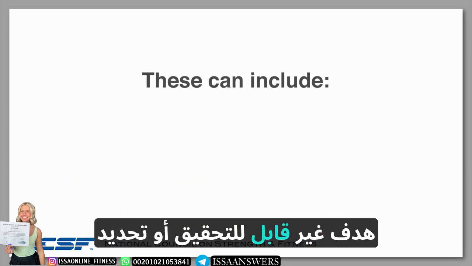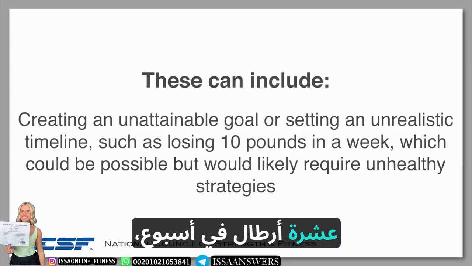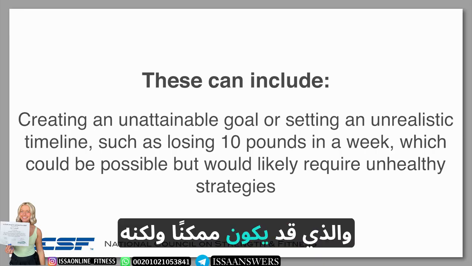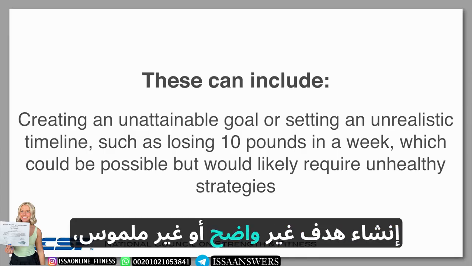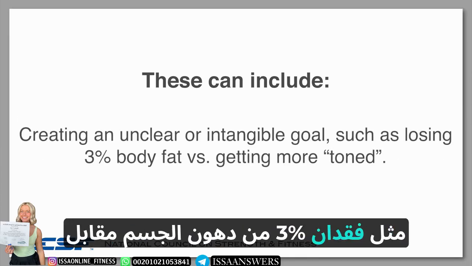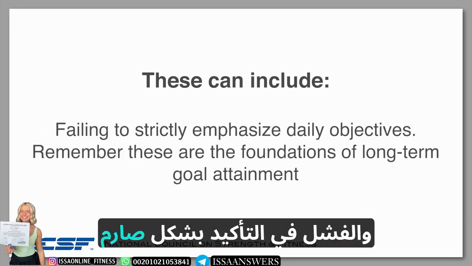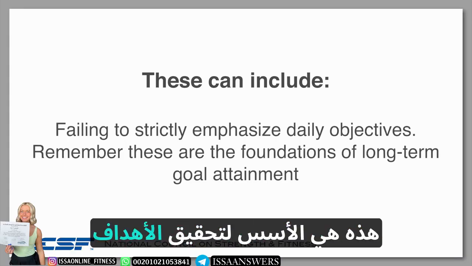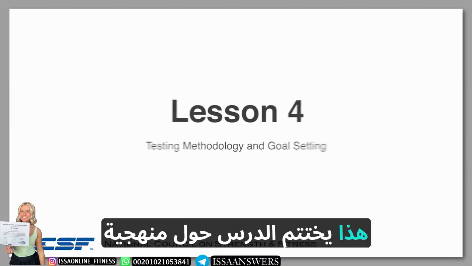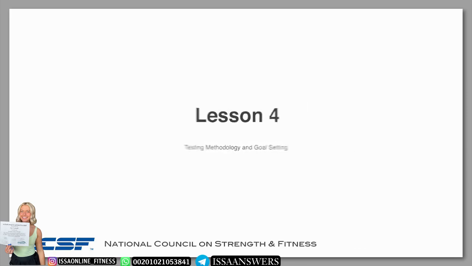These can include creating an unattainable goal or setting an unrealistic timeline, such as losing 10 pounds in a week, which could be possible but would likely require unhealthy strategies. Creating an unclear or intangible goal, such as losing 3% body fat versus getting more toned, and failing to strictly emphasize daily objectives. Remember, these are the foundations of long-term goal attainment. This concludes the lesson on exercise testing methodology and goal setting.